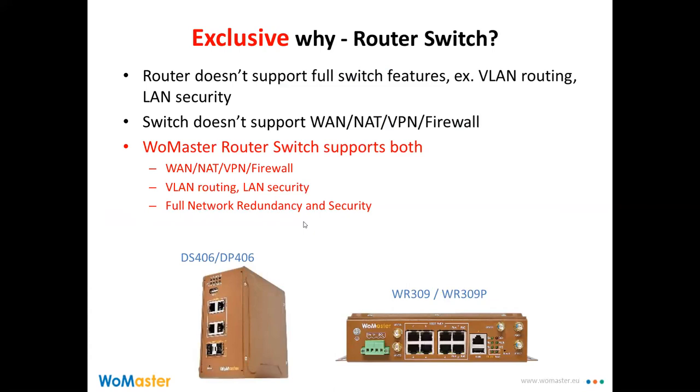The router doesn't support the full switch function features, for example VLAN routing and LAN security. But the switch also doesn't support WAN, NAT, VPN and firewall, as I just introduced. So what makes a routing switch crucial is that it supports both. That means we combine router technology and switch technology together into one device. So the routing switch provides WAN, NAT, firewall, and also VLAN routing and security, and also network redundancy and security. Basically, the routing switch.